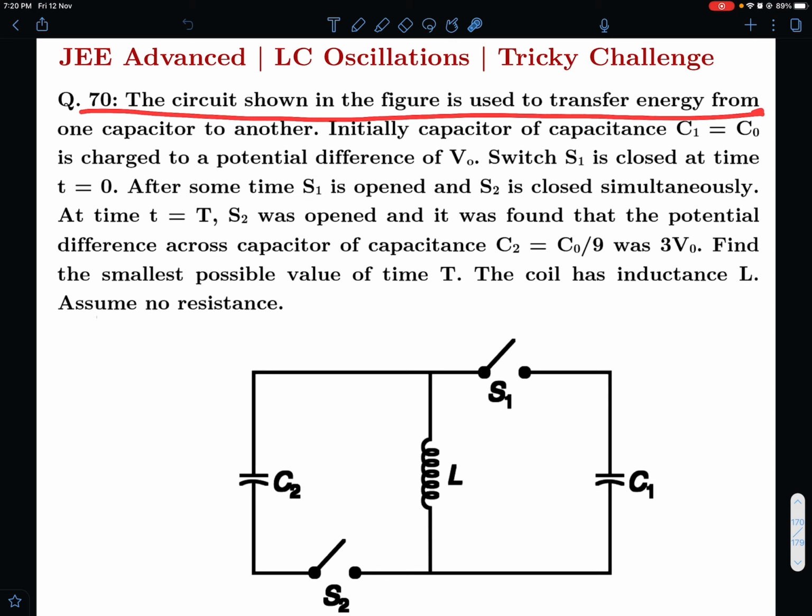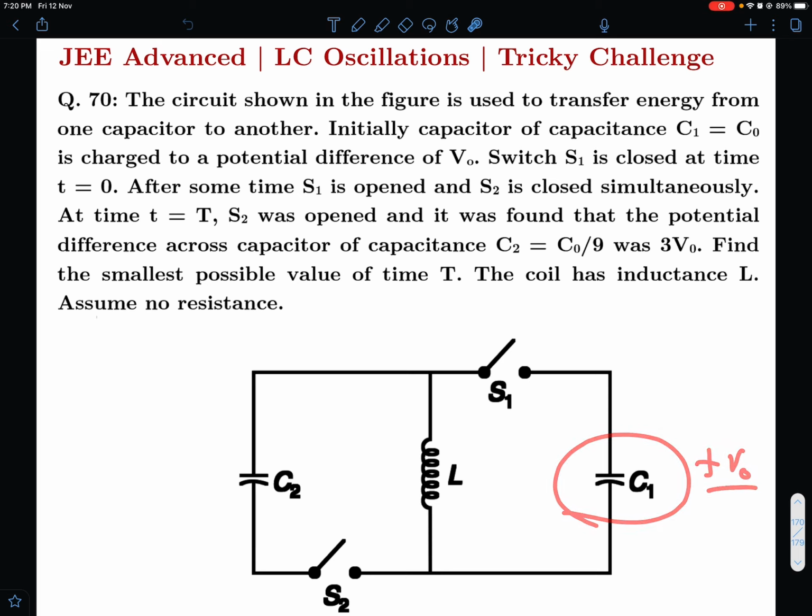Okay, so the circuit shown in the figure is used to transfer energy from one capacitor to another. So here is one capacitor and it is charged to some potential difference that's given V0, later on we'll see. And then we'll close the switch S1 and then LC oscillations will start in this circuit. And at some point later we are closing one switch and opening the other, and then that's how some energy is going to flow into this capacitor. So let's read out the complete statement.